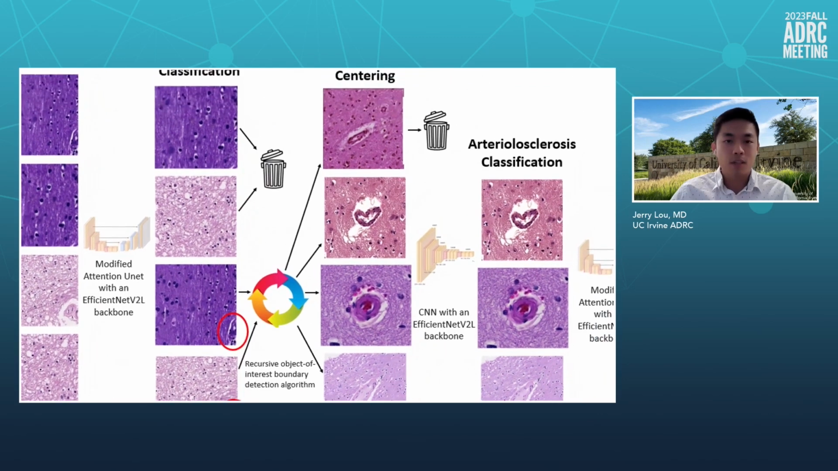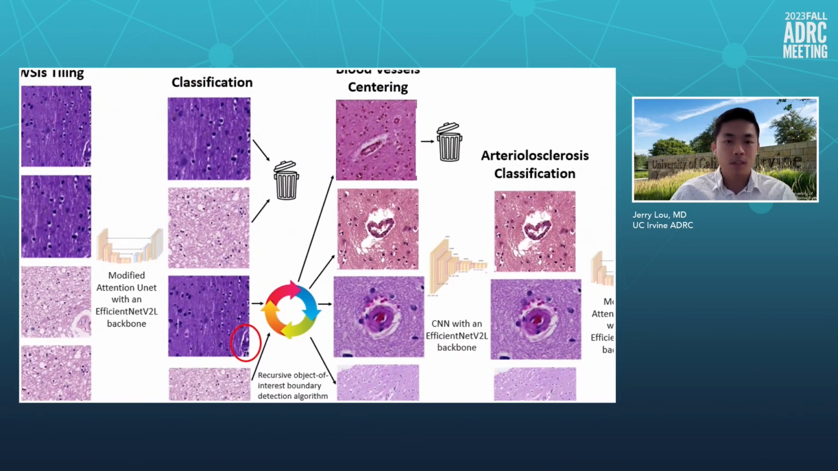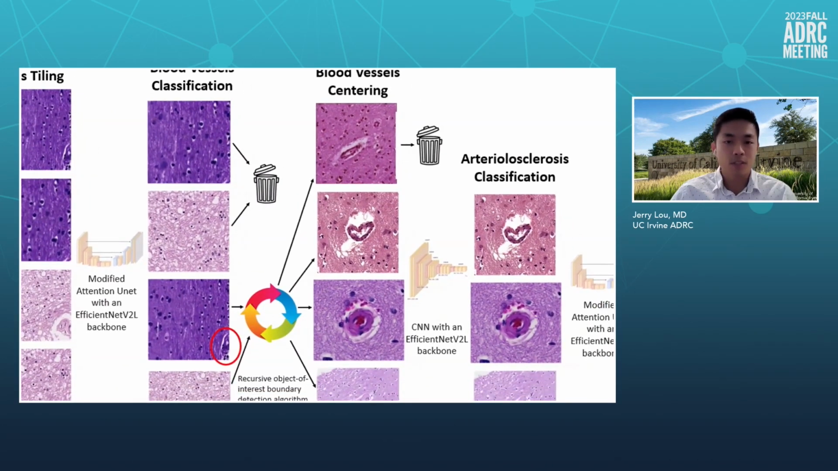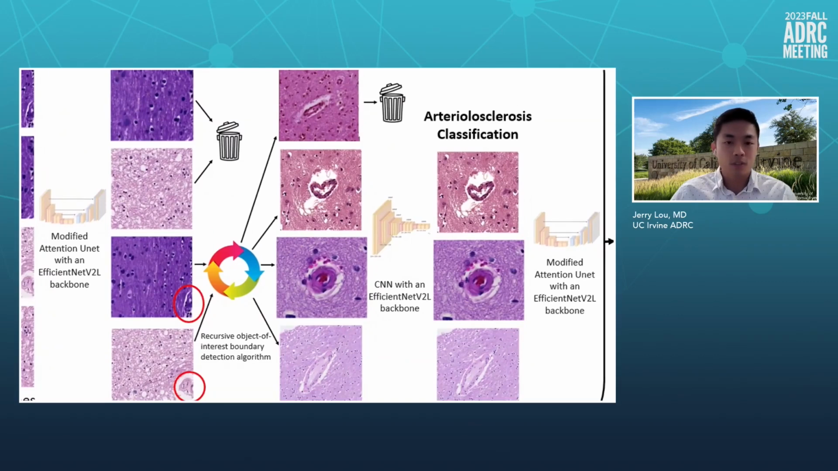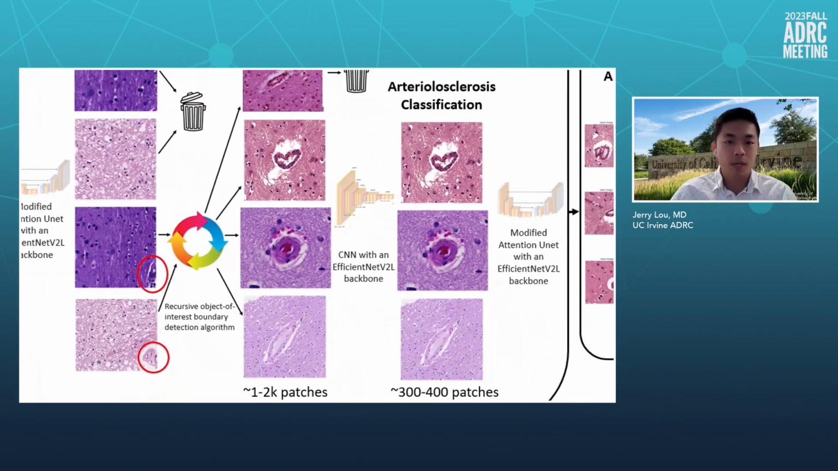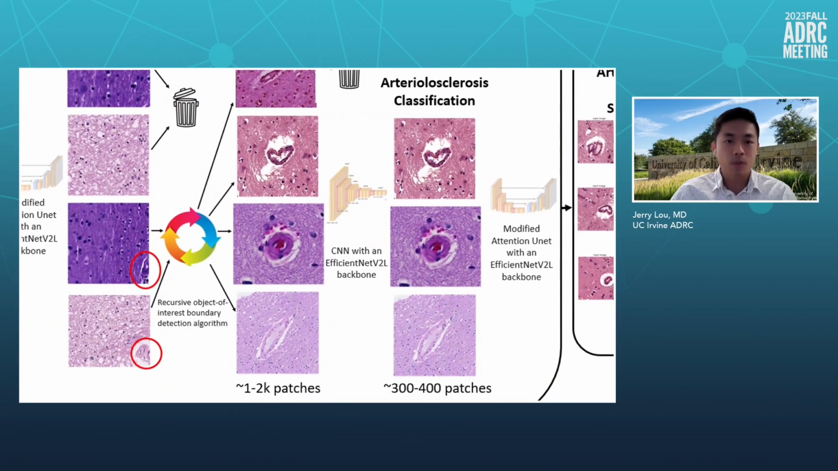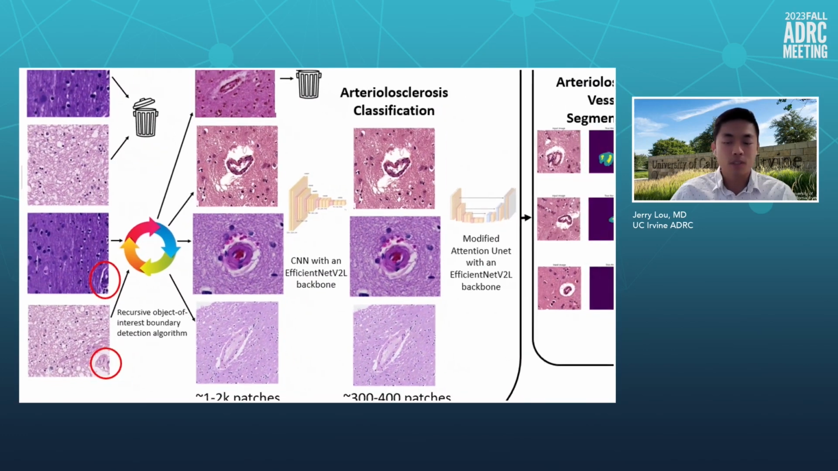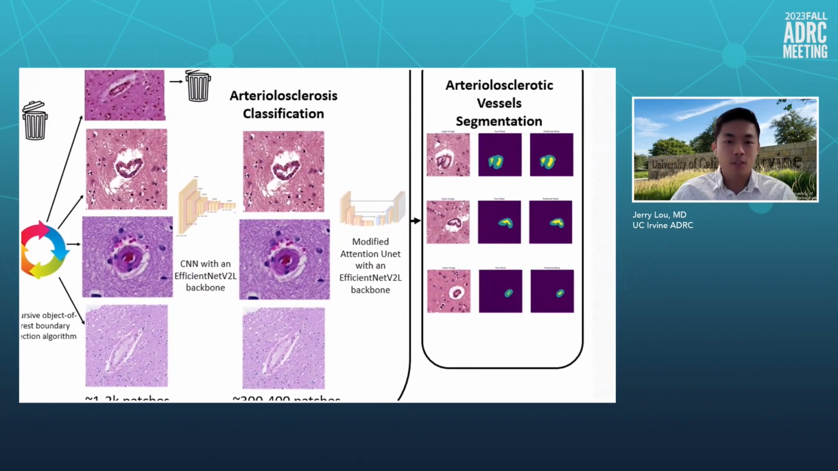So finally, after the patches are centered, some of the vessels are normal vessels that don't contain arteriolosclerosis. And so we do another classification step, arteriolosclerosis classification. And this is using a standard convolutional neural network with a pre-training on ImageNet backbone. And so in this step, we're able to sort out patches that have vessels but don't have arteriolosclerosis, and vessels with arteriolosclerosis. And then finally, another segmentation model completes the final segmentation, where the algorithm is able to detect the vessel walls and the vessel lumen. So the vessel lumen is yellow and the vessel walls are green.